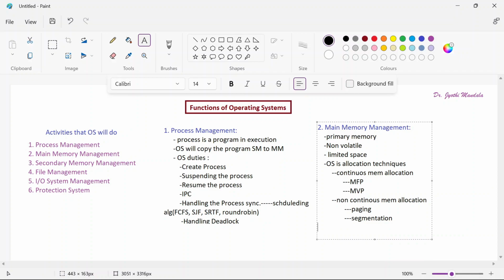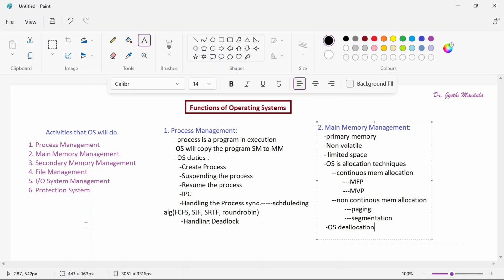Now once your work is done, once the execution is done, the program has to be moved back to the secondary memory from the main memory. That means the OS is responsible for deallocation of the memory also. Deallocation is nothing but transferring the programs: once the execution is done, the program should be copied back to the secondary memory from the primary memory. So these are all the tasks the operating system has to take care of, allocation and deallocation of the memory as part of main memory management.